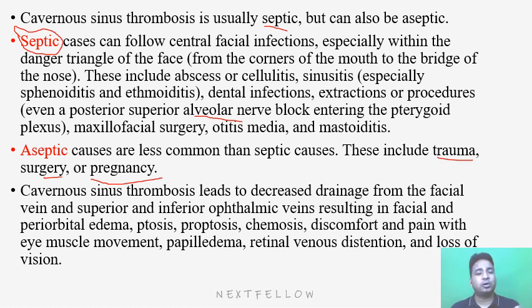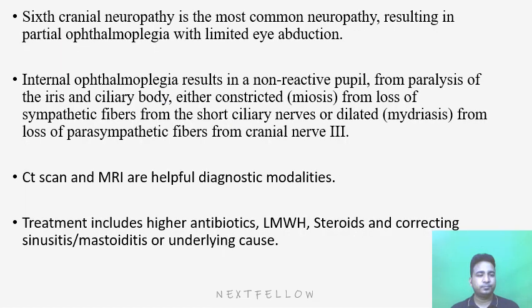Now, cavernous sinus thrombosis leads to decreased drainage from the facial vein and the superior and inferior ophthalmic veins, resulting in facial and periorbital edema, ptosis, and proptosis, that is, protrusion of the eyeball anteriorly. Then come chemosis and pain around the eye. If we try to move the eye, there will be pain on eye muscle movement. There may be papilledema, retinal venous distension and impaired vision. So we know how these symptoms are produced: the venous drainage of the eye and the face is hampered.